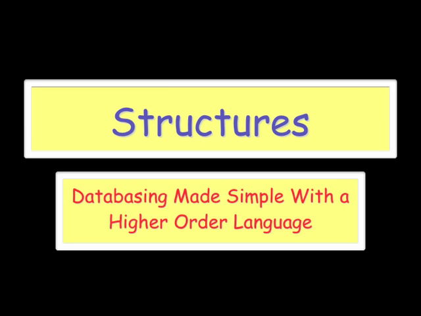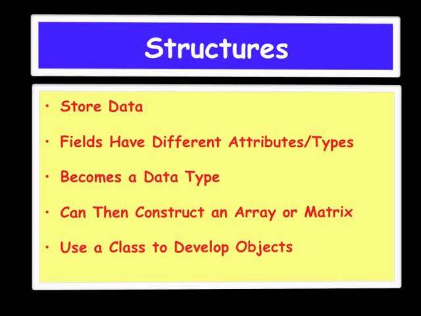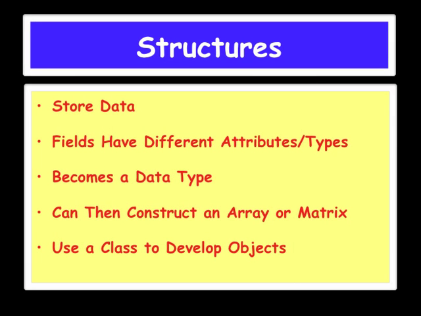This presentation will review how we use structures for databasing. As you will recall, we use structures to store data when the fields have different attributes or types. Each structure can then become a data type, and we can even construct an array or matrix of these structures. Given that, it's a useful tool for developing classes and objects.